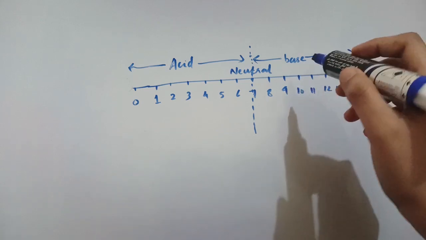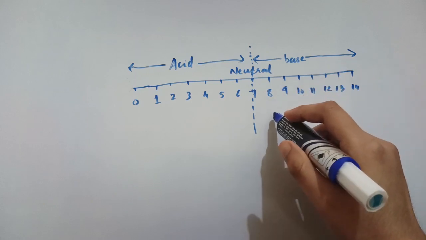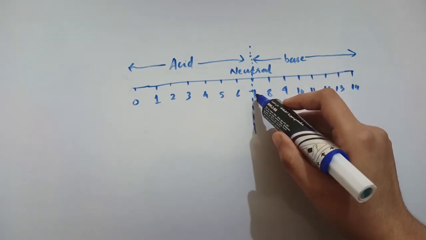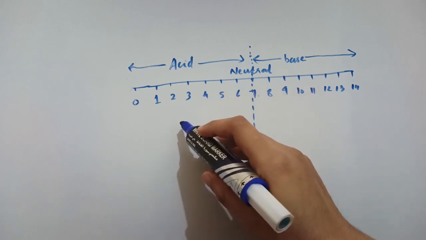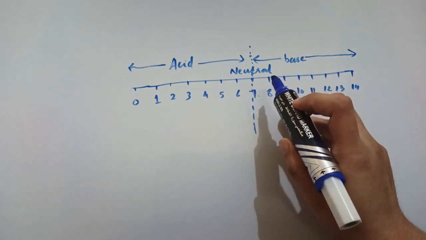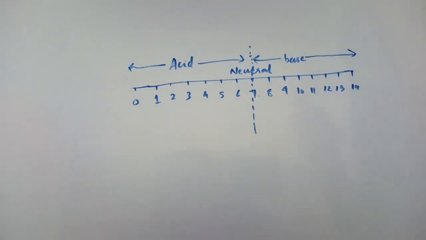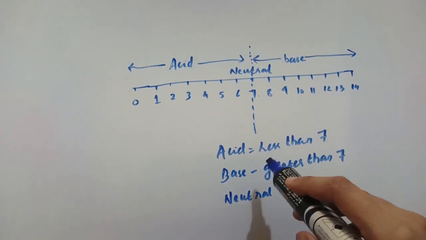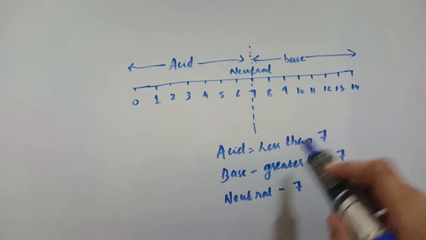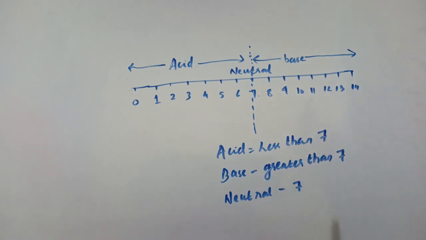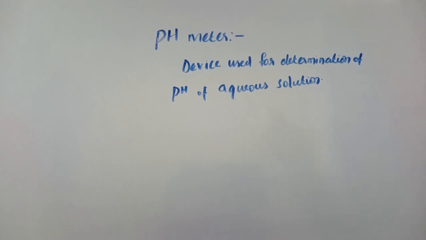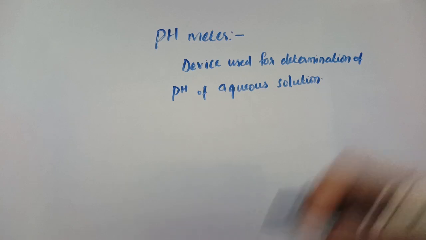On the basis of the pH scale, the pH value of a neutral solution is 7. The pH value of an acid is less than 7 and the pH value of a base is greater than 7. Here for acid less than 7, for base greater than 7 and for neutral it is 7. Next, pH meter. A pH meter is a device used to determine the pH of an aqueous solution.